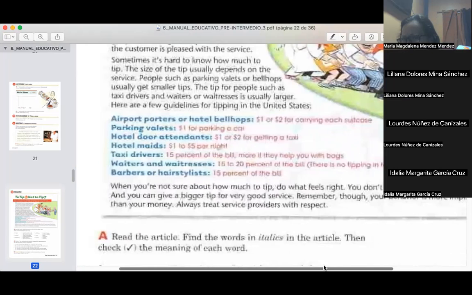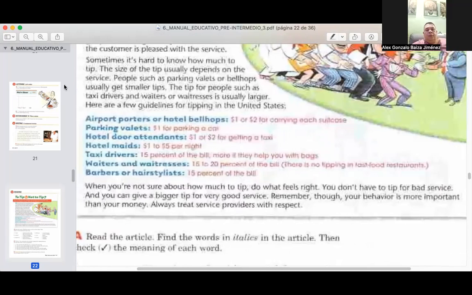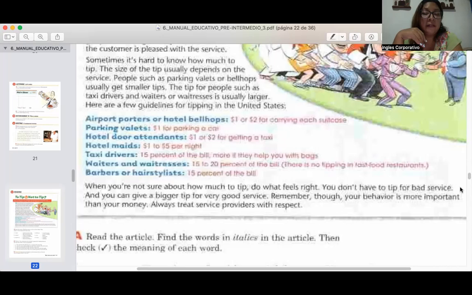Airport porters or hotel bellhops, $1 or $2 for carrying each suitcase. Parking valet, $1 for parking a car. Hotel door attendant, $1 or $2 for getting a taxi. Hotel maid, $1 to $5 per ride. And taxi drivers, 15% of the bill. Ah, perdón.